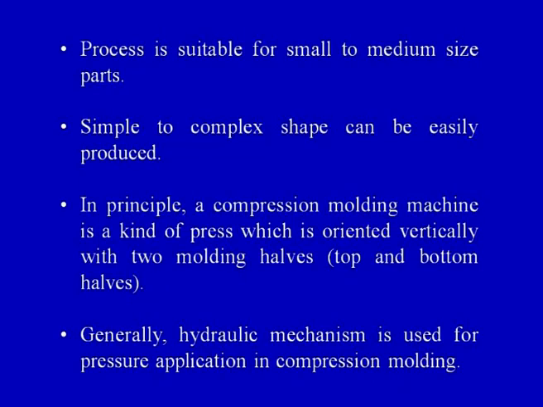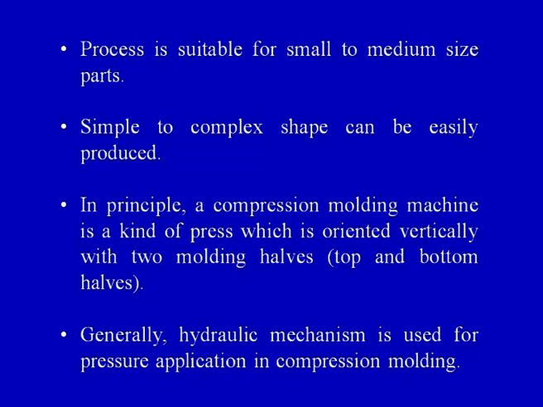So one of the limitations we can say of this compression molding process is the size of the final product that we are going to get. The process is suitable for small to medium size parts, but if you remember, in the case of hand layup and spray layup, we have emphasized that these processes are most suitable for very large composite parts. So side by side we are trying to highlight the importance of this process in comparison to the other processes which are used for the processing of polymer matrix composite products. So hand layup and spray layup for large parts, and compression molding for discrete small to medium size parts. Simple to complex shapes can be easily produced, that is one of the advantages we can say.